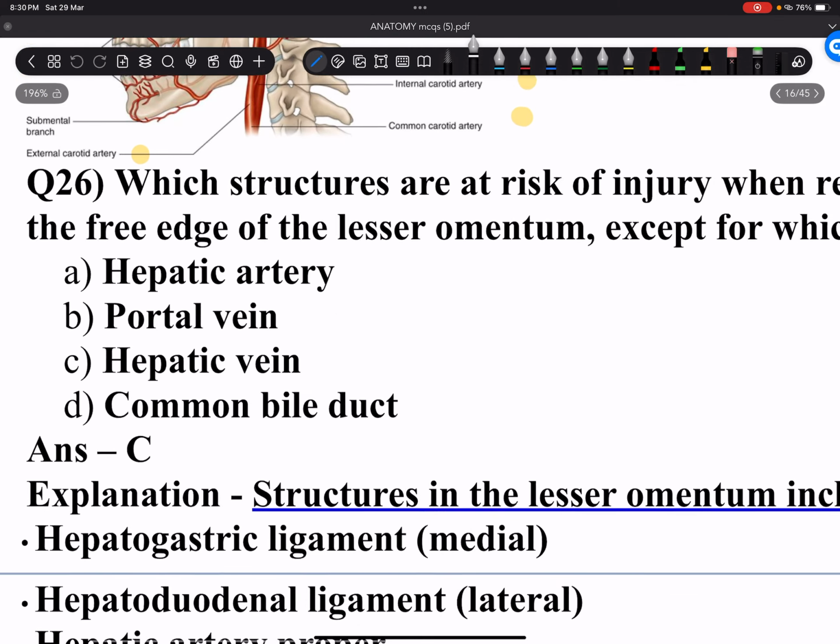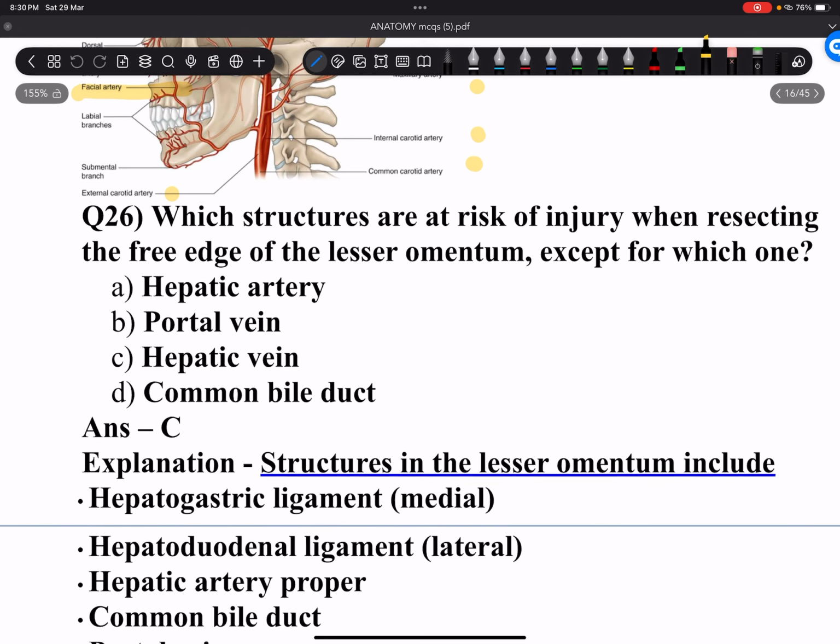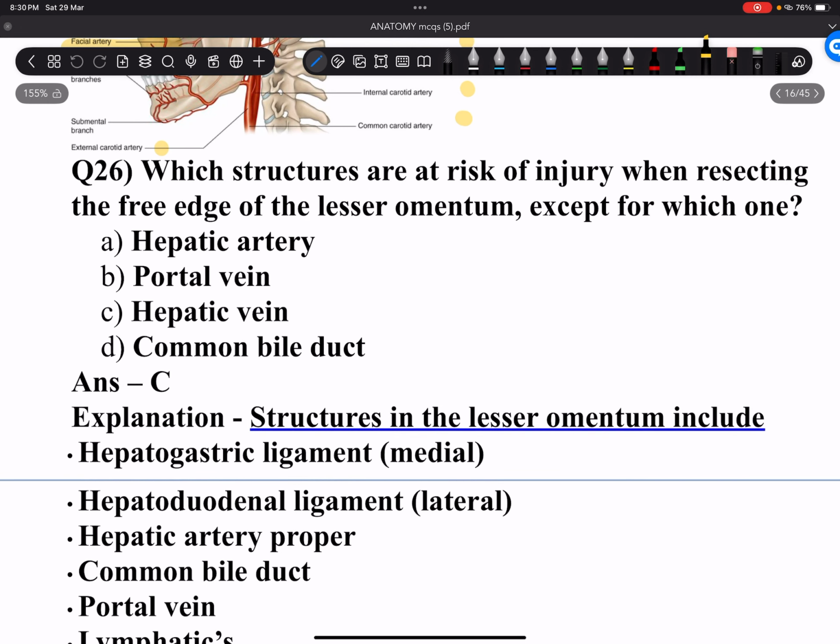Which structures are at risk of injury when resecting the free edge of the lesser omentum, except for which one? So what you have to tell is the exception. The answer is hepatic vein.